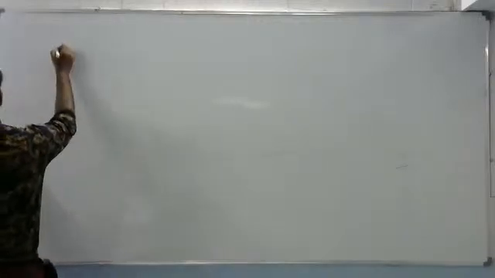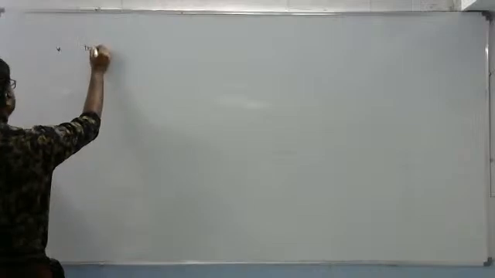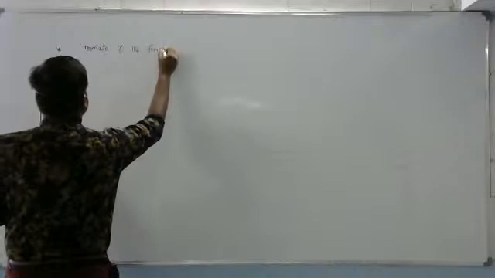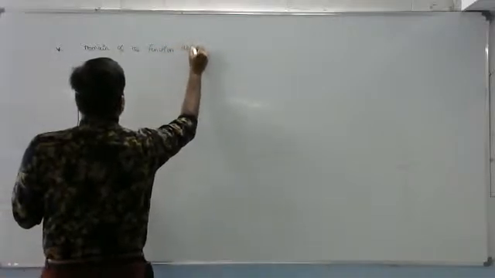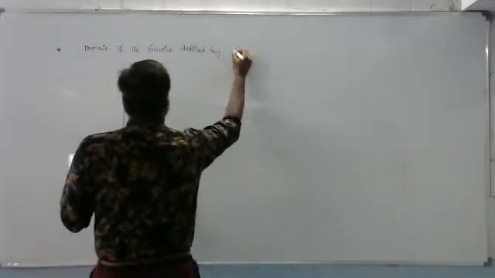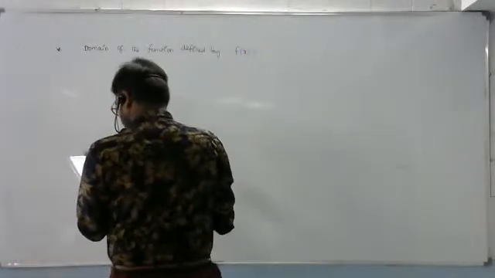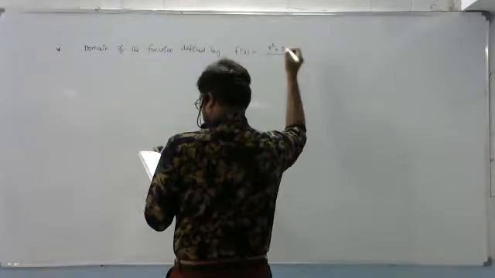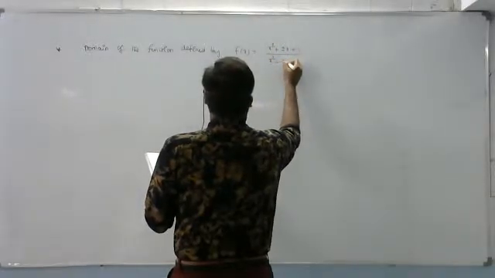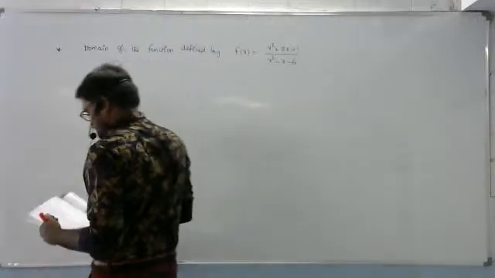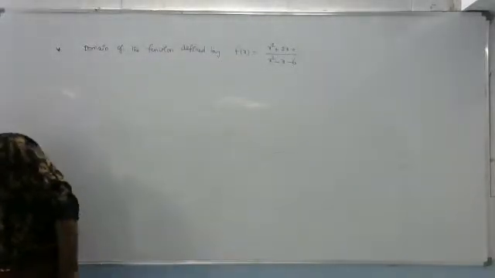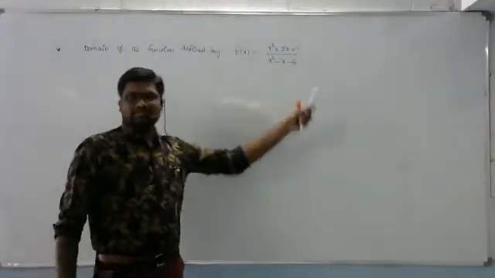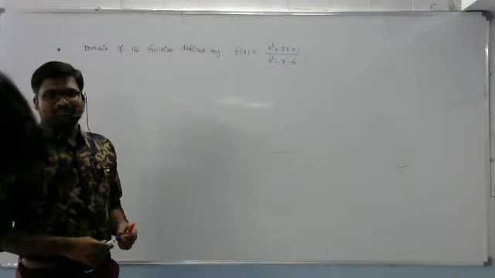Now you tell me the answer. Again, domain of the function defined by f of x equal to (x square plus 2x plus 1) by (x square minus x minus 6). What is the answer? x square plus 2x plus 1 by x square minus x minus 6.